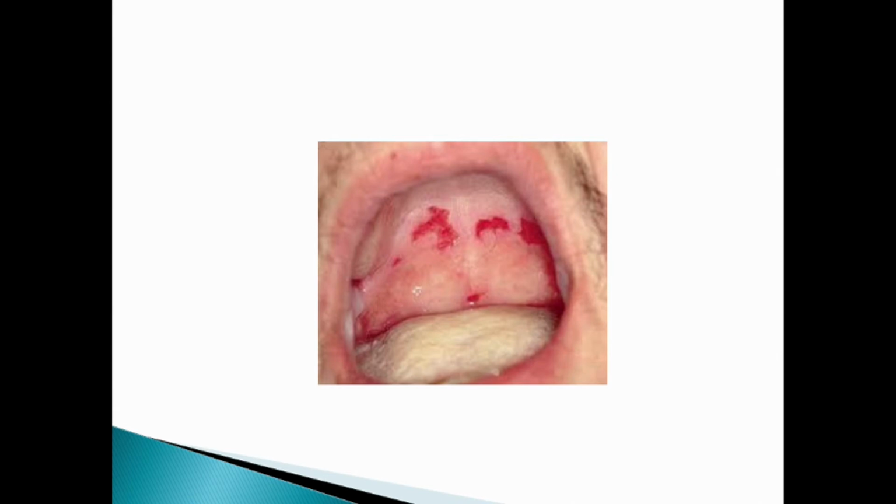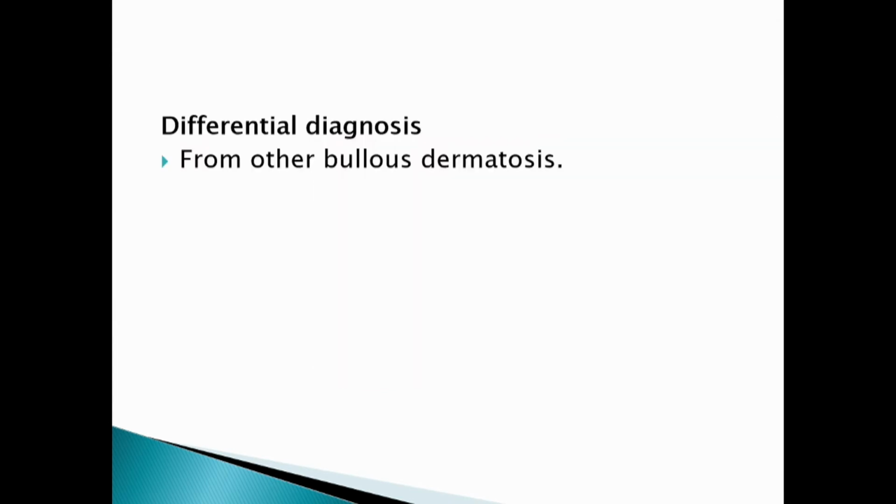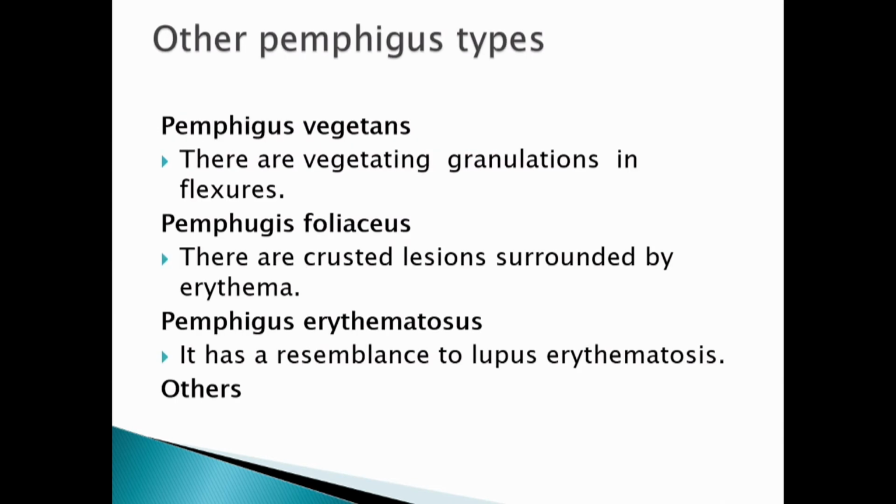Here, there are erosions on his mucous membrane because there were bullae that have already ruptured. It has to be differentially diagnosed from other bullous dermatoses. This was pemphigus vulgaris, or the common type of pemphigus, and naturally the common type of pemphigus is seen more than the other types.